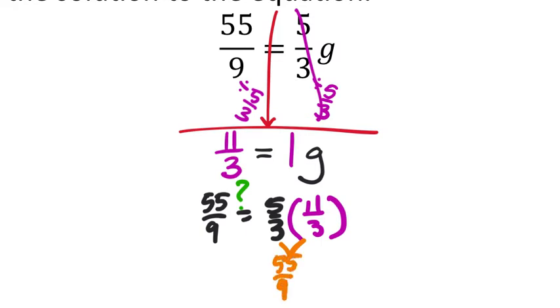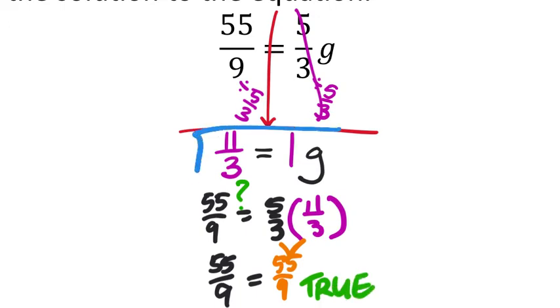Just like we thought we should. 55/9. Yep, this is a true statement. So once again, since I found that the value of g that I thought was the answer, it is the solution. And then again, I'll make that a phantom one there, okay?